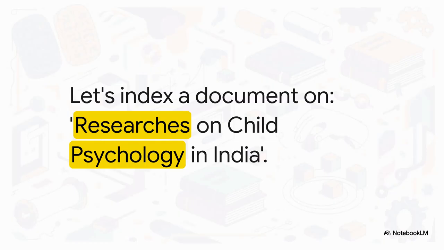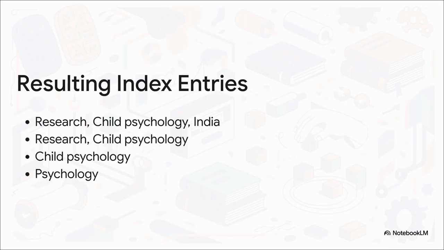Let's make this concrete. Say we've got a document about researches on child psychology in India. A librarian using this system would build that concept up, starting with the broadest topic, psychology, and getting more and more specific. And check out what this system does automatically. It spits out all these different entry points. So you could search for the whole super specific topic, or maybe you just start by looking for child psychology, or even just psychology. The system creates all these pathways for you, so it doesn't matter how broad or narrow your search is, you're going to find it.